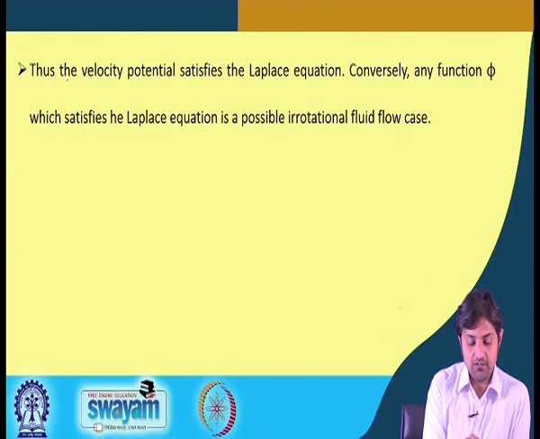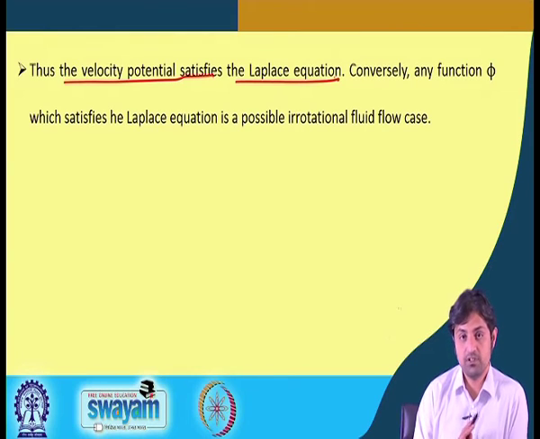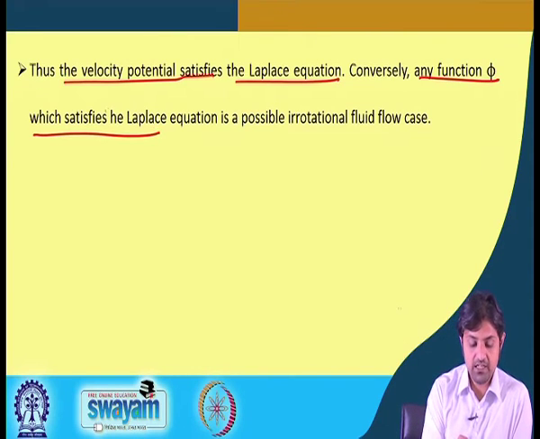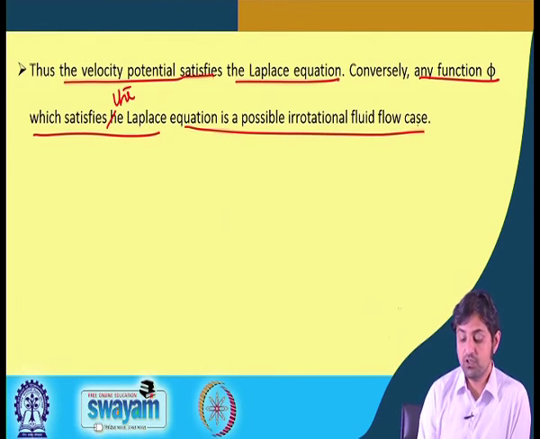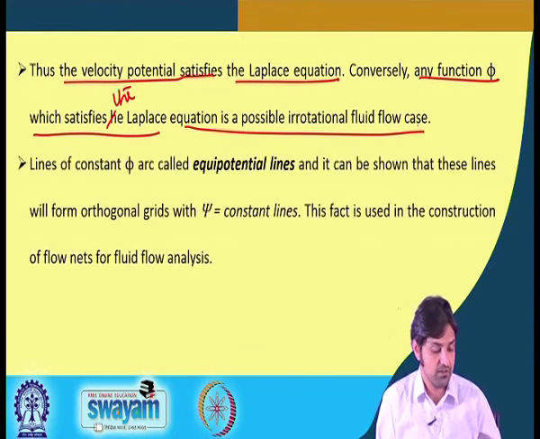As I said, the velocity potential satisfies the Laplace equation for an incompressible fluid and an irrotational flow. Conversely, any function phi which satisfies the Laplace equation is a possible irrotational fluid flow case. This concept will be used in numericals that you are going to solve. So, any function phi which satisfies the Laplace equation is a possible irrotational fluid flow case.